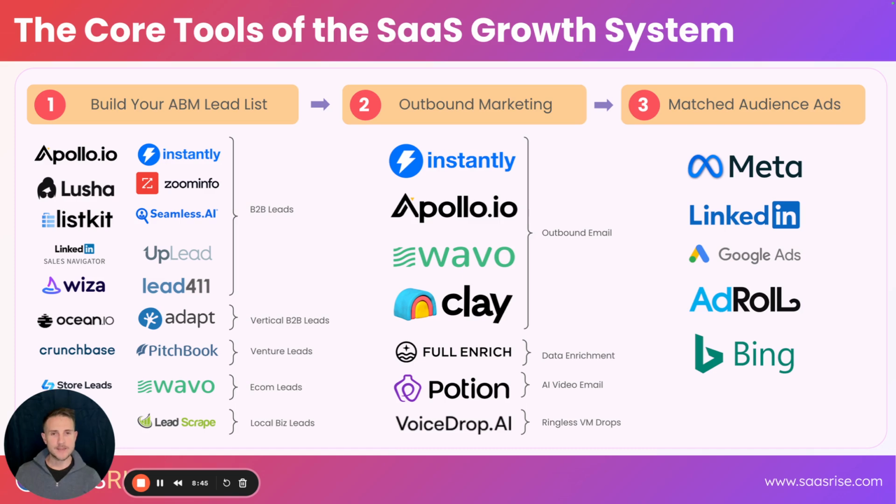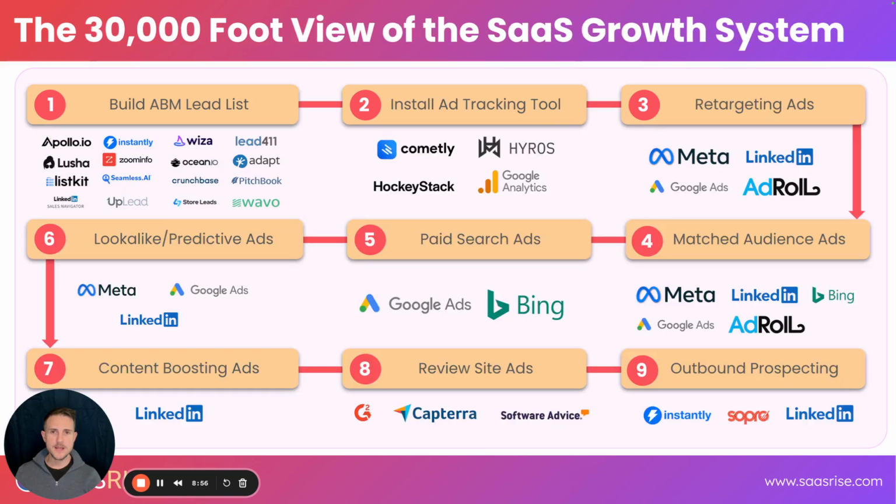And number three, combine that messaging and sequencing and list with the right audience ads, matched audience ads, sometimes called custom audience ads, running on Meta, LinkedIn, Google Ads, AdRoll, Bing, and Taboola. So that is the big picture here. At the 30,000 foot view, you're building your list using these tools. We'll show you how to do that today.